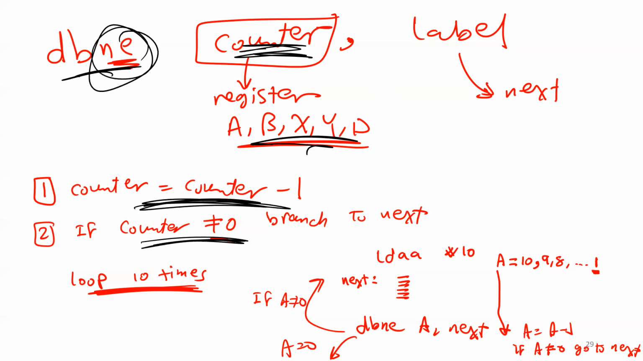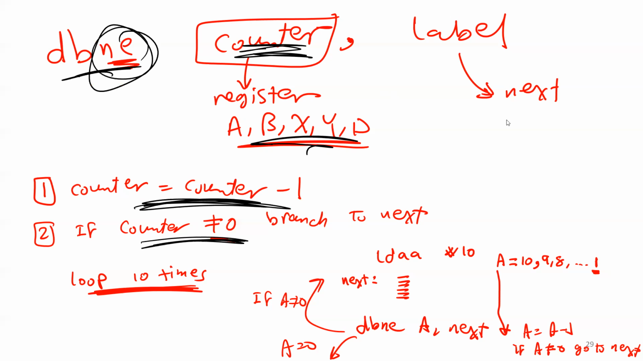That's why this one is very interesting, because this one is going to do 3 operations. Number 1, it is going to decrement the counter. Number 2, it is going to compare it to 0. Number 3, if not equal to 0, it's going to branch to next. Okay. So let's see how we can use it to create a full loop. I'm going to explain here how we can use it.